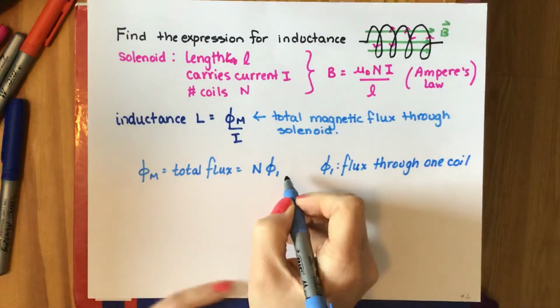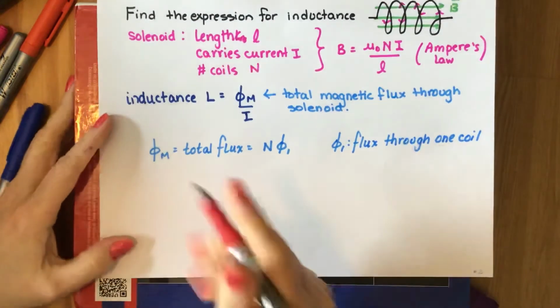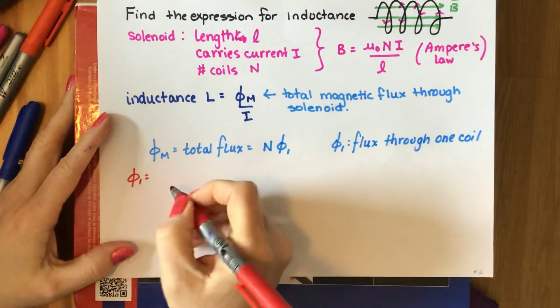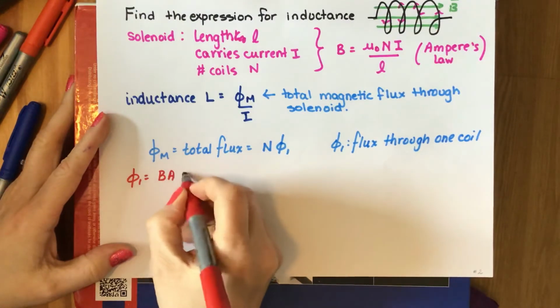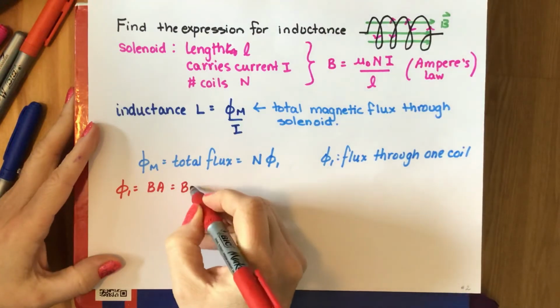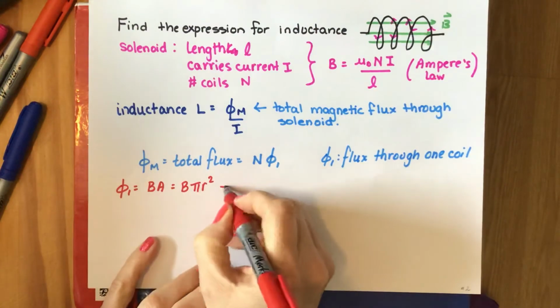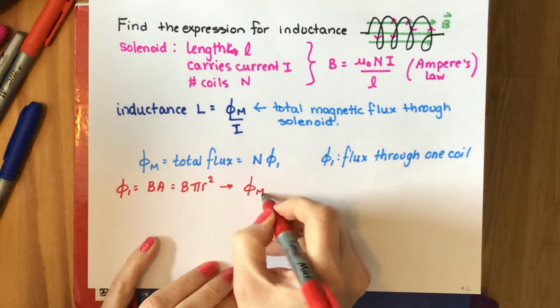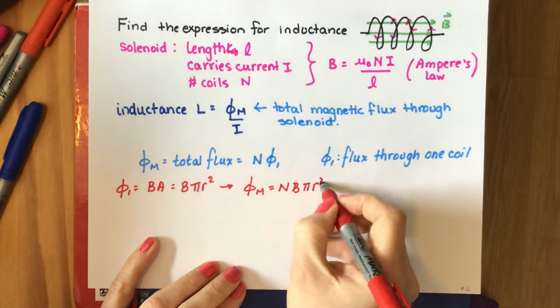So if we can write down what the flux through one coil is, we multiply by N to get the total amount of flux. So our flux through one coil is equal to B times the area. A is the area of a single coil. That's just B times our area, pi times R squared. So then that tells us that our total magnetic flux is N times B times pi R squared.